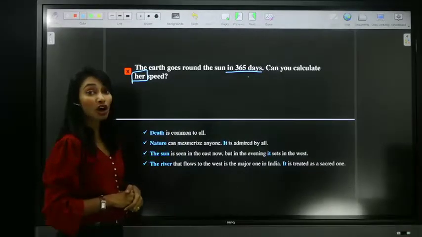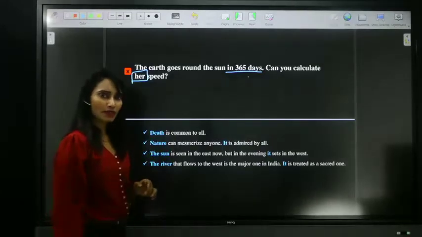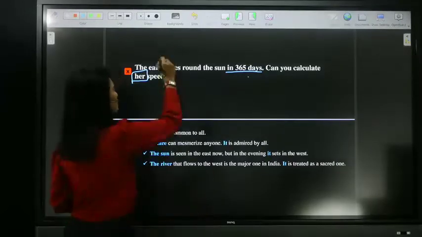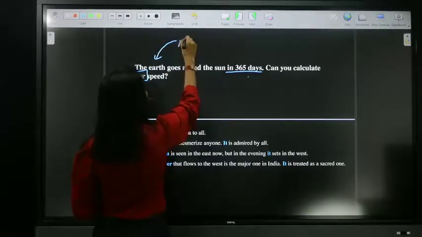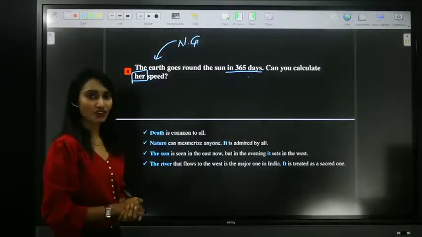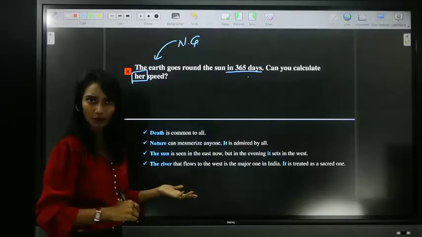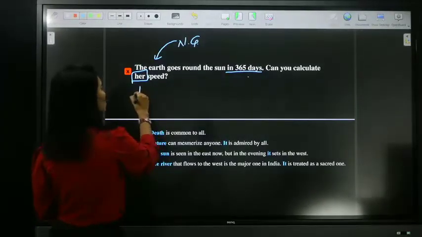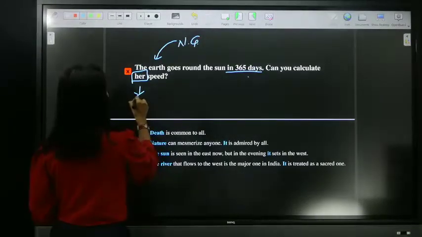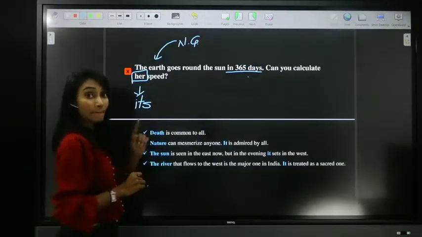And how it is revolving or rotating around the sun, right? But here we are not at all personified. So when objects are not personified, the objects like earth, moon, etc., sun, earth, moon, etc., come under neuter gender, right? When it is a neuter gender, we have to use neutral pronoun. So the earth goes round the sun in 365 days. Can you calculate its speed? Because here we didn't personify.